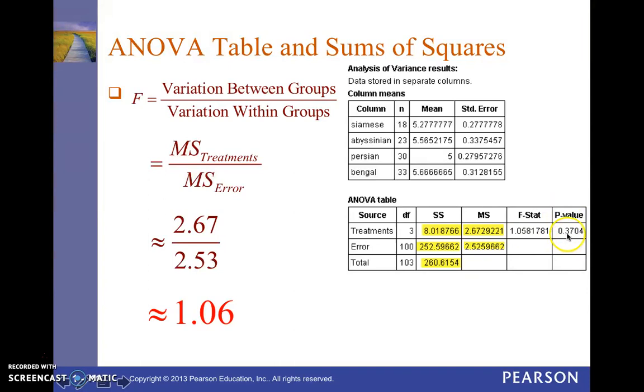In this case, the p-value is 0.37. That's way over our 0.05 level, right? So we're not going to take that risk, and therefore we're going to reject the idea, right, that there is a significant difference between these brands of pet food.